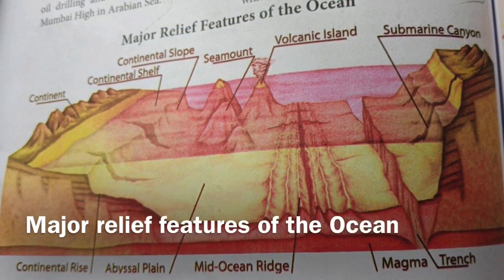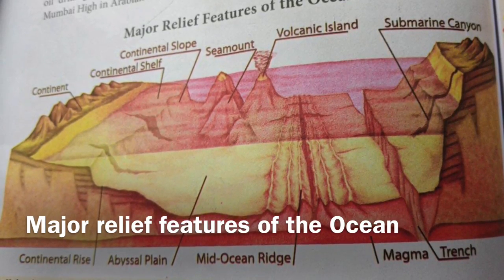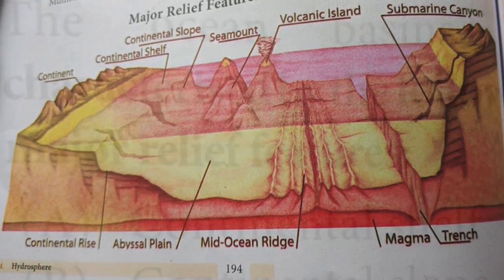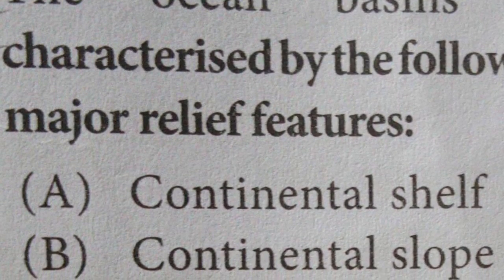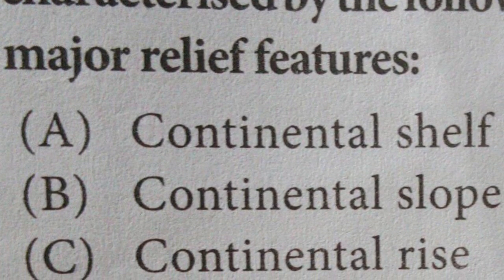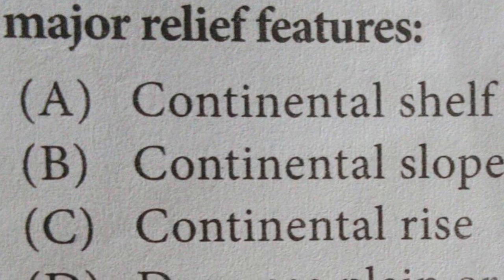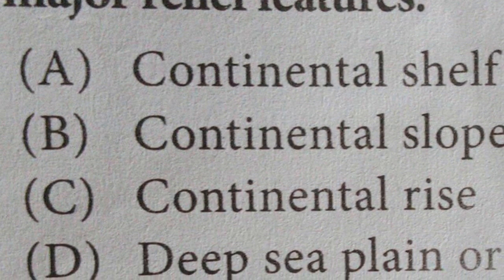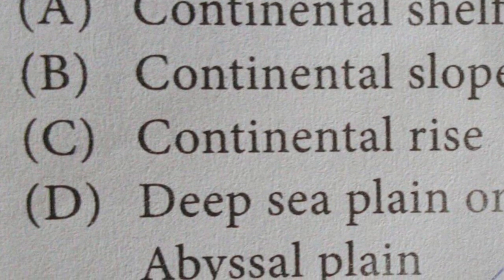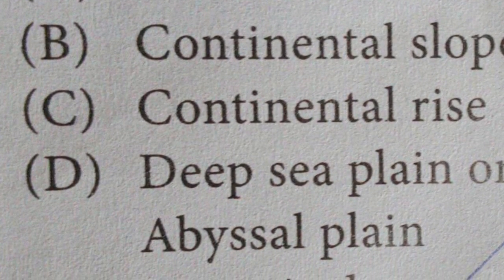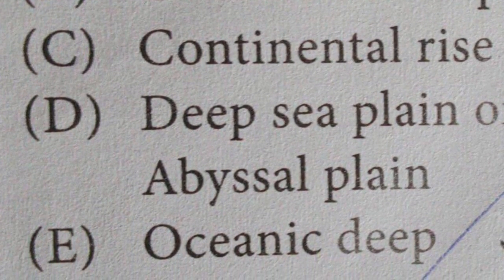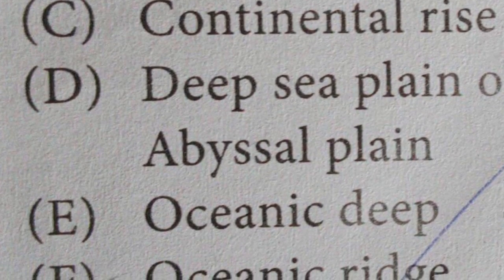Ocean basins are characterized by different major relief features: first, Continental Shelf; second, Continental Slope; third, Continental Rise; fourth, Deep Sea Plain or Abyssal Plain; fifth, Oceanic Deep; sixth, Oceanic Ridge. These are the different major relief features. Now we'll see one by one.